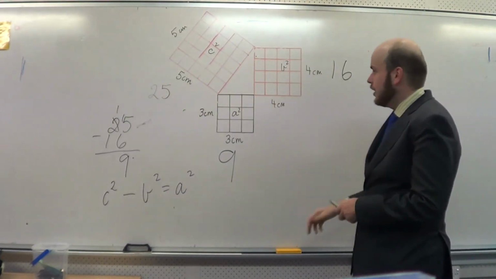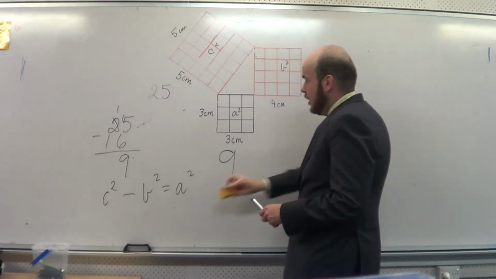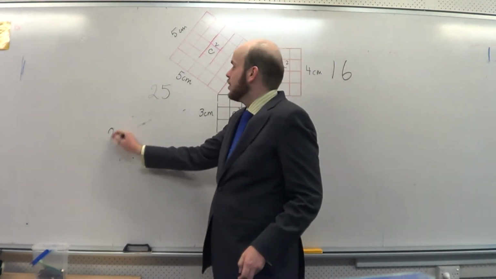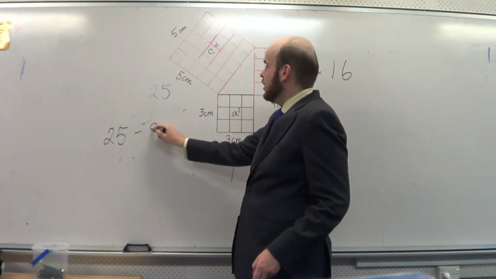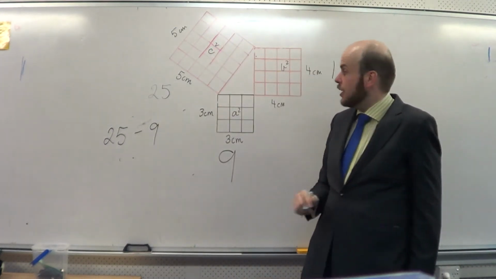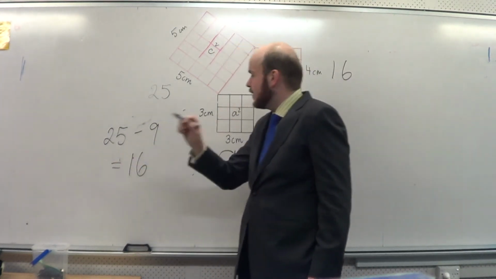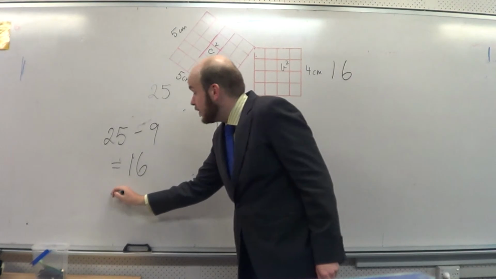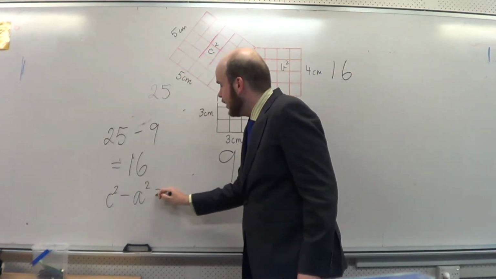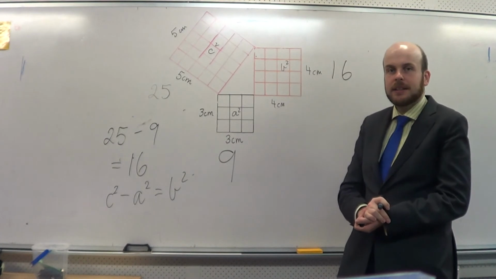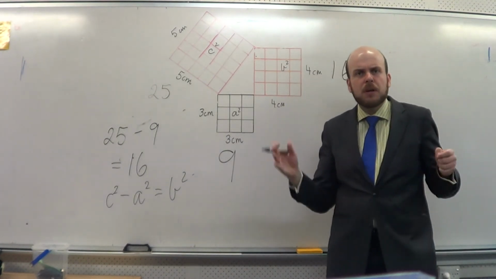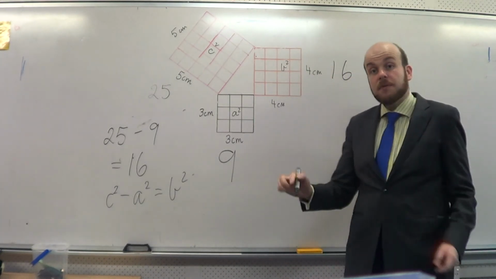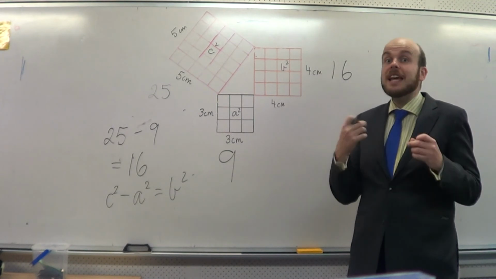And similarly, if I was to do this, what would be 25 take away 9? 25 take away 9 would be 16. This square. So in other words, c squared take away a squared is equal to b squared. So when you were looking at those formulas and going, but why c squared, why take away that and so on? This is why. And hopefully this makes Pythagoras just a little bit easier to understand.